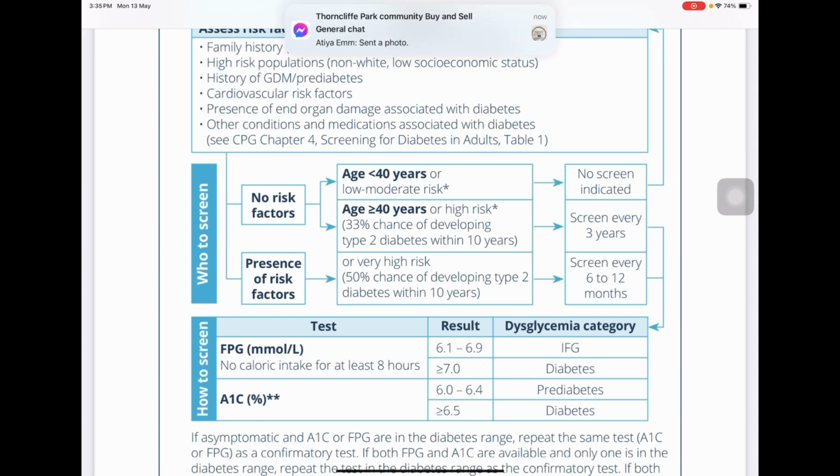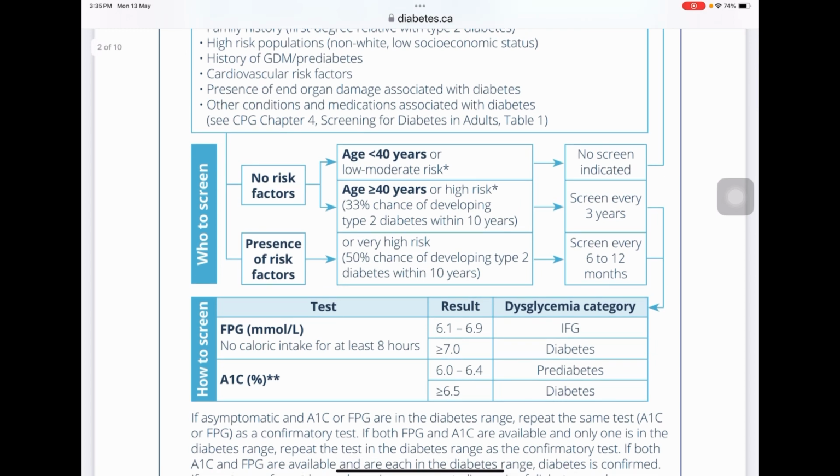So there is a 33% chance of developing type 2 diabetes within 10 years. Okay, so if the patient is more than 40 or a high risk patient, then there is a 33% chance of developing type 2 diabetes within 10 years, so you'll screen the patient in the next 3 years. Then there is the presence of risk factors. Let's say a patient is obese and has a family history of diabetes, then there is a 50% chance of developing type 2 diabetes within 10 years. So the risk has doubled now.